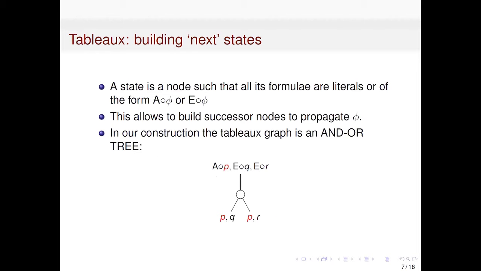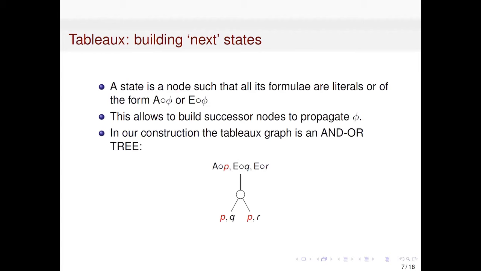Expanding this construction, we eventually reach a point where a node is a state. And a state is something which is labeled by either literals or formulae where you know what is happening at the next state, right? So formulae of the type for all paths next or exists a path next. So if you've got only these labels on the node, you have a state. And that allows us to propagate the arguments of these expressions, phi itself, to the successor nodes.